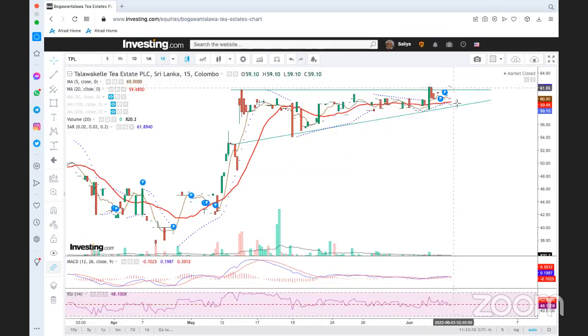PSAR is above the price line. So that is another important point to remember. Even if you are making use of the 15-minute chart, you have to go by the indicators. If the indicators are giving you a clear signal, then you have to make use of it.